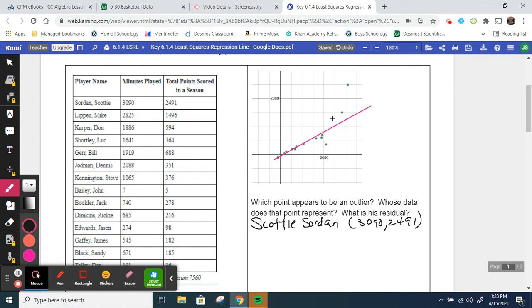We're going to find our line of best fit. And then we're going to figure out his actual. So when he played 3,090 minutes, this is right here, the actual number of points he scored. So we need to find the predicted. So what I did was I already went through and picked a couple points that fell nicely on the line.